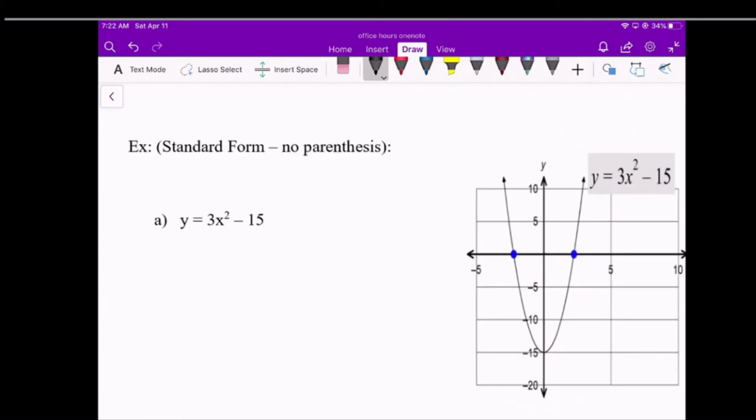The next example is in what's called standard form. Standard form means no parentheses. Square roots is probably the easiest thing to use for this one as well. We'll put a 0 in for y because the x-intercepts happen when the y value is 0. We'll isolate the x squared.